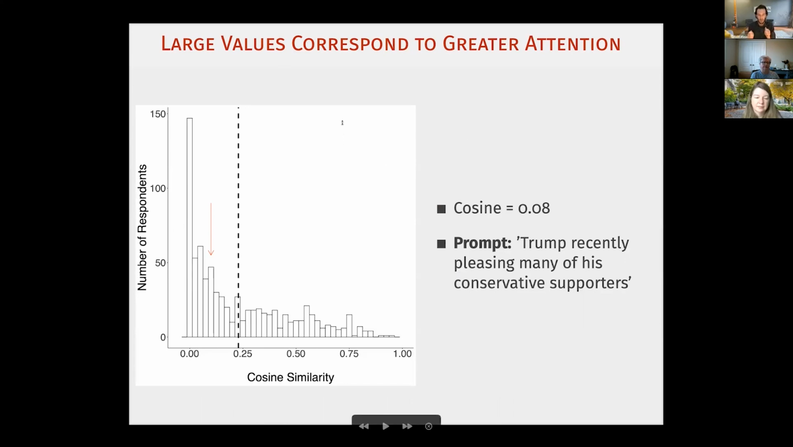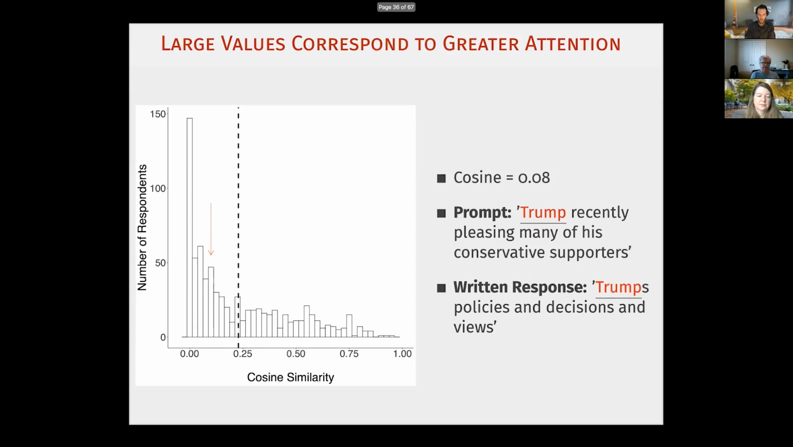So we can pick out a couple of instances, and I picked one here that is really low, has a 0.08 cosine score. And the prompt that they read was the pleasing or unity within the Conservative Party. So their written response essentially only overlapped with Trump. Everything beyond that was completely different. And you can even see that the meaning is different. It's not that they're just missing the words, but the sentiment is the same. So in that sense, scores closer to 0 appear to be less attentive.